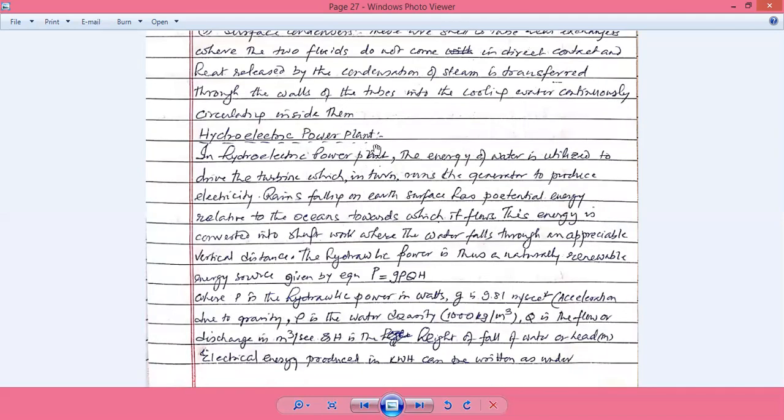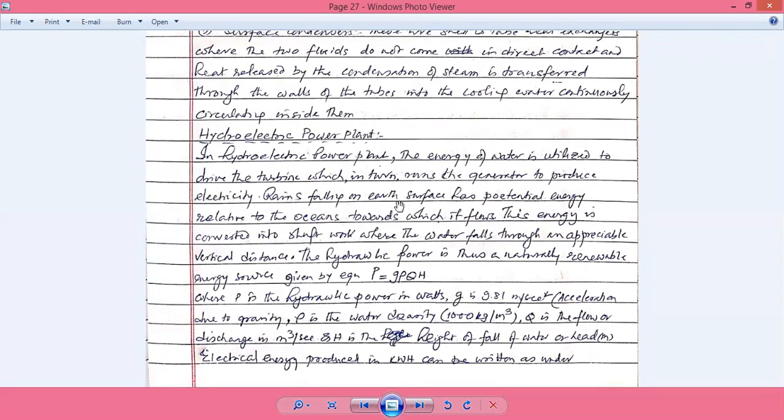Next, let us go to the hydroelectric power plant. What do we know? We know the hydel power plant or hydroelectric power plant. Here the energy of water is utilized to drive the turbine, which in turn turns the generator to produce electricity.